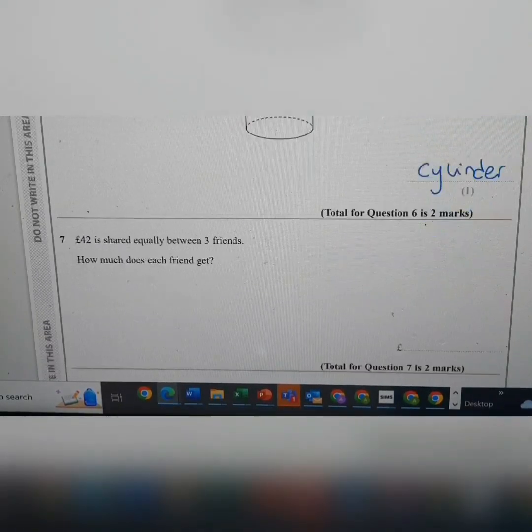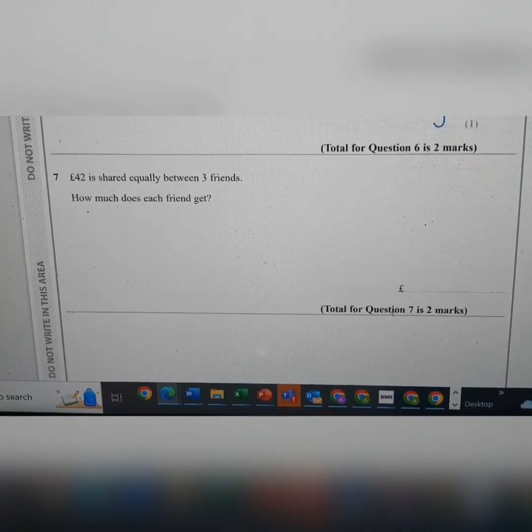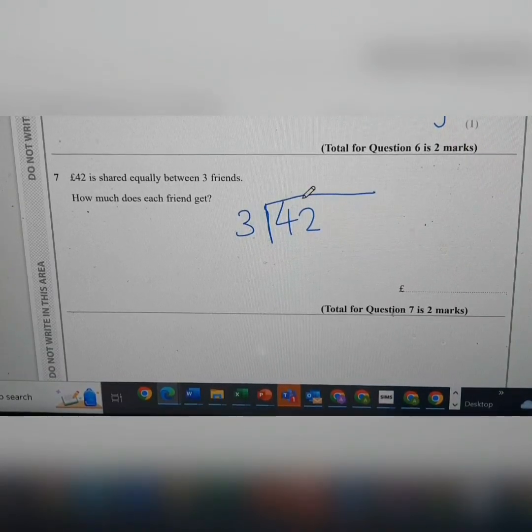Okay, next question. £42 is shared equally between 3 friends. How much does each friend get? So you need to do 42 divided by 3, use bus-stop method. 3 into 4 is 1, remainder 1. 3 into 12 is 4, so it's 14. Each person gets £14.